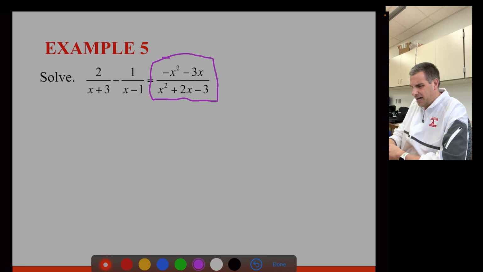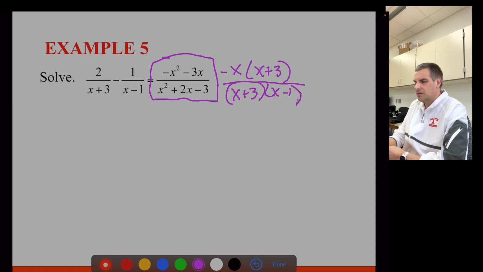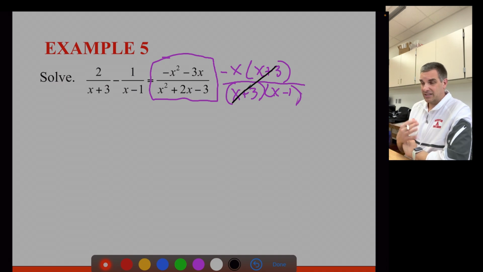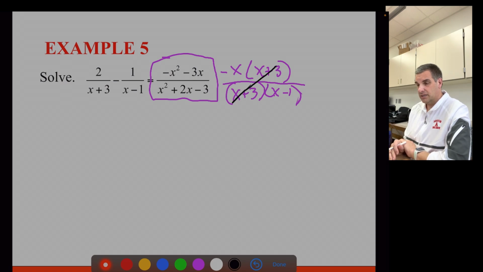So if I factor that top, I can take out a negative x. And if I take out a negative x, that leaves me with x plus 3. If I factor that bottom one now, that's x plus 3 times x minus 1. So because they're in both, I can go ahead and cancel those two out from each other. And that's going to save me a ton of time with how we go about solving this.